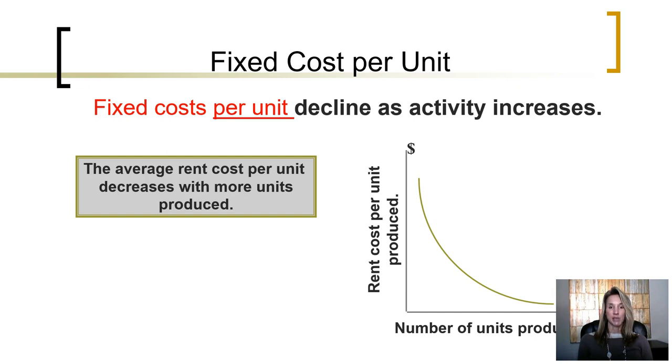On a per unit basis, however, fixed unit costs will decline as activity increases. The average rent cost per unit decreases with more units produced.